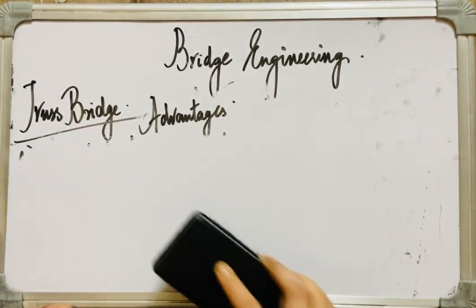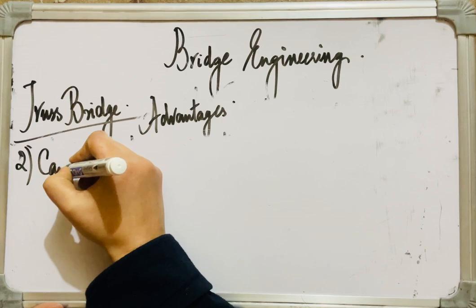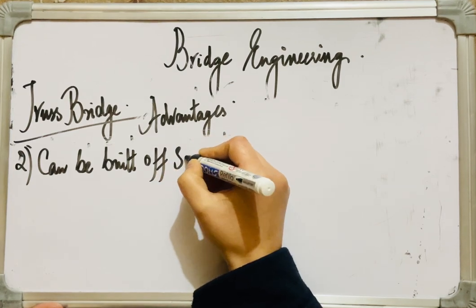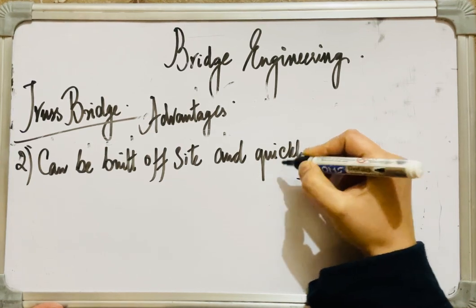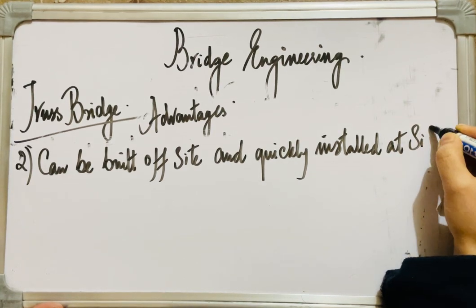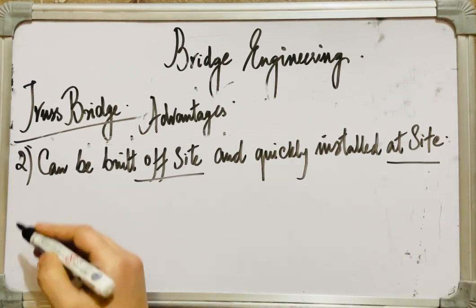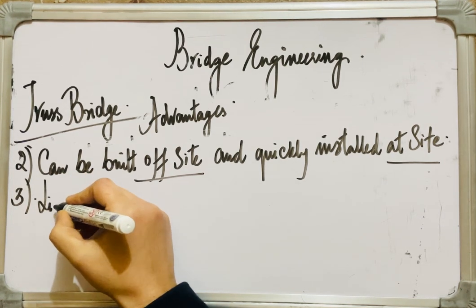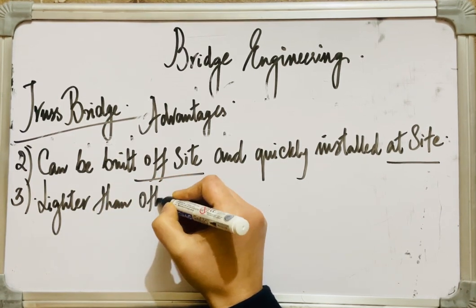The second advantage of a truss bridge is that they can be built off-site and quickly installed at site. Okay, these truss bridges can be built off-site and then quickly installed at site. The third advantage is that they are lighter than other bridge types.